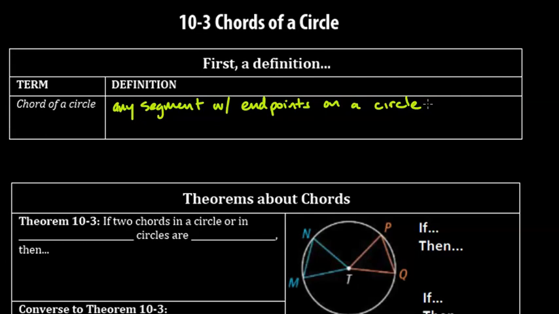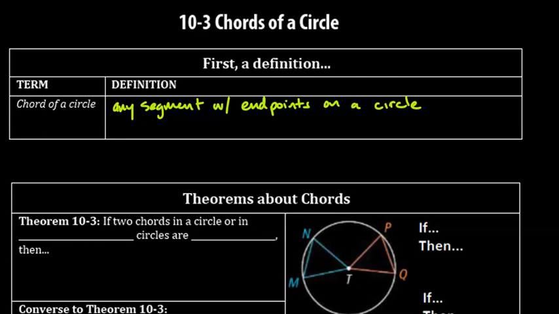on a circle. So for instance, a radius would not be considered a chord because it only has one endpoint on the circle. But a diameter, for instance, would be a chord because both of its endpoints are on a circle. If you take any 2 points on a circle and connect them with a segment, that's what we mean when we say a chord.